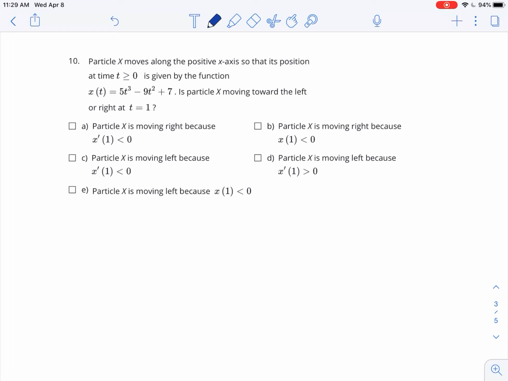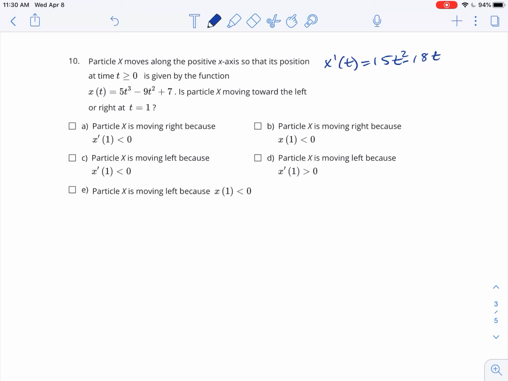And number 10, particle x moves on the positive x-axis, so its position is given by this function. Is the particle moving left or right at 1? Okay, so let's find the derivative so we can find where it's left and right. Remember, if it's greater than 0, it's moving to the right. If it's less than 0, you're moving to the left.